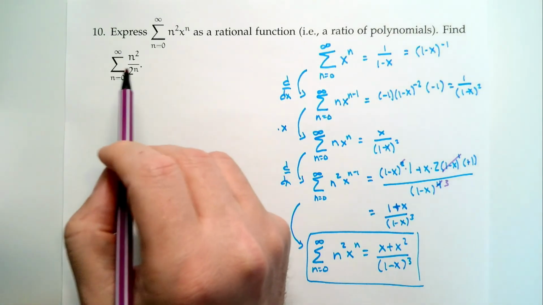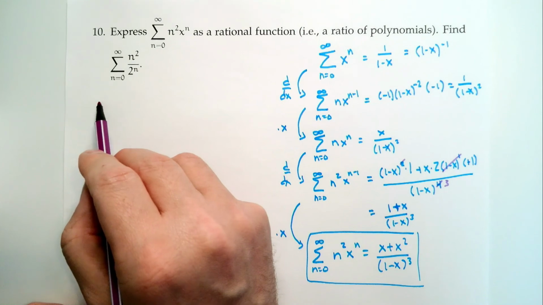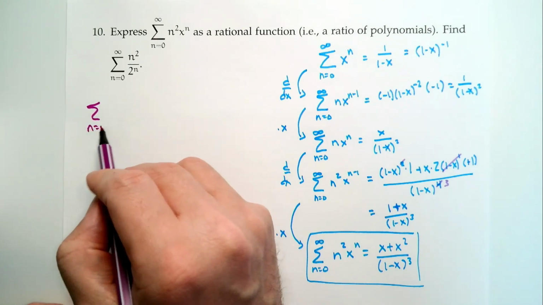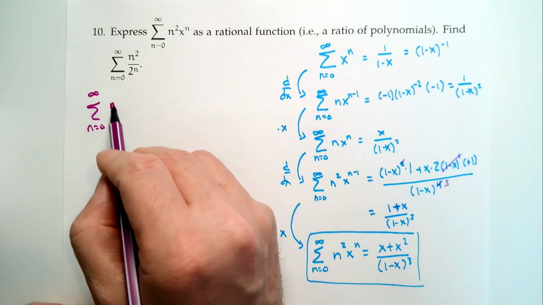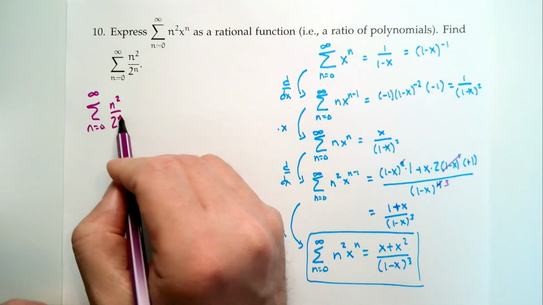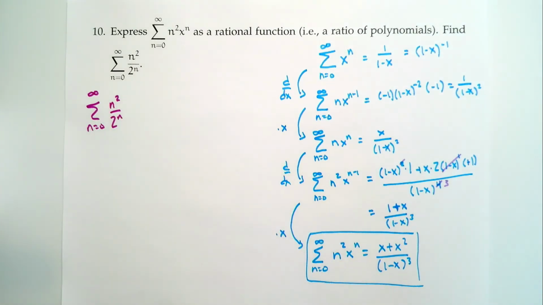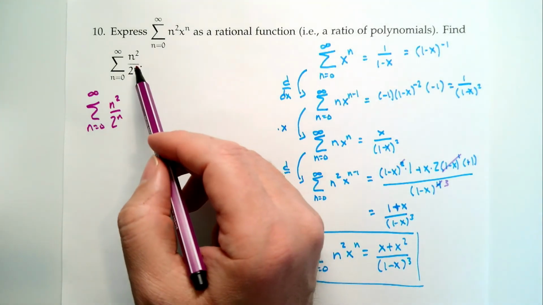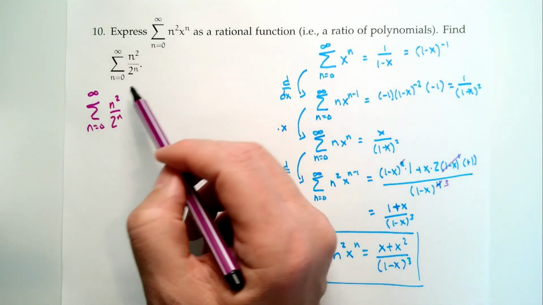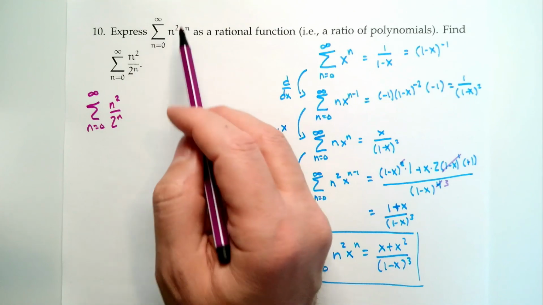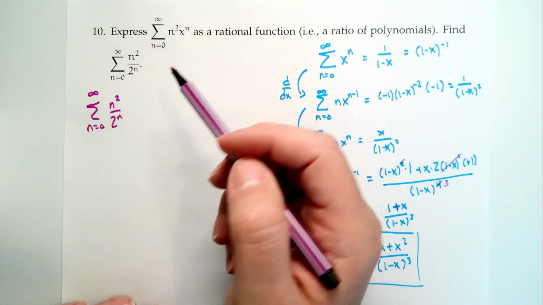Now, round 2 of the problem. Round 2 says find the sum from n equals 0 to infinity of n squared over 2 to the n. Now, odds are pretty good we don't want to start from scratch. So we look at this and say, hey, does this expression, n squared over 2 to the n, look like n squared x to the n?